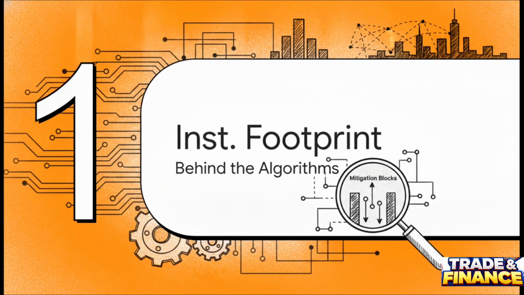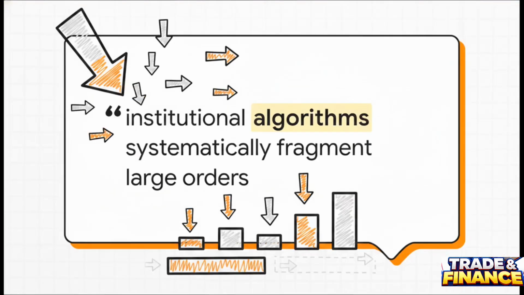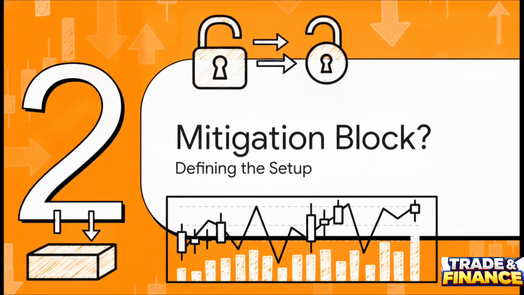All right, part one, the institutional footprint. Because institutions can't enter the market in one giant swoop, their algorithms systematically fragment those large orders into smaller, localized blocks. They distribute them across specific price ranges where liquidity is already clustered. And because of this algorithmic fragmentation, a portion of their massive orders inevitably gets left behind, partially unfilled. Well, those unfilled orders simply have to be reconciled later. Which brings us to part two.